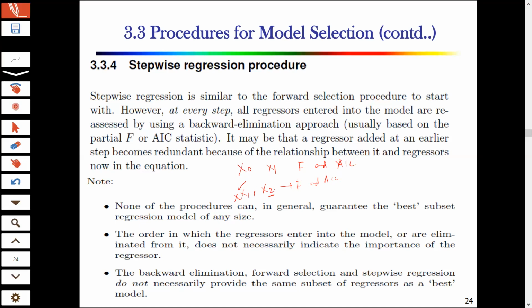None of the procedures can in general guarantee the best subset regression model of any size. The order in which the regressors enter into the model or are eliminated from it does not necessarily indicate the importance of the regressor. The backward elimination, forward selection, and stepwise regression do not necessarily provide the same subset of regressors as the best model. So that means they can produce different results.